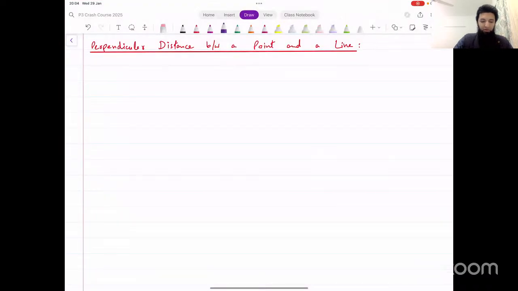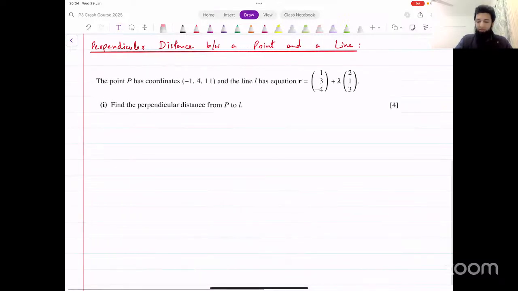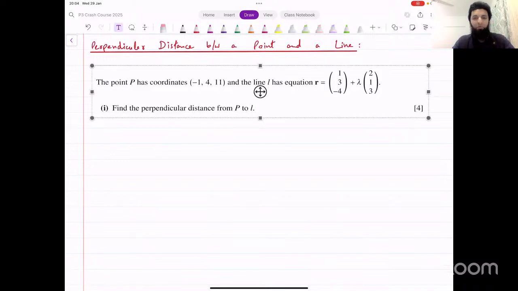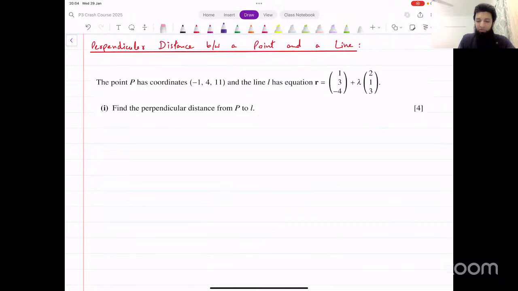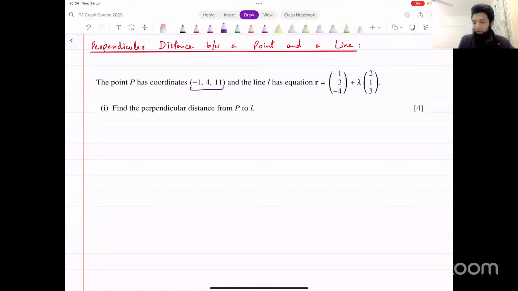Question number 22 from the worksheet, the first part. It says, find the perpendicular distance from the point P to the line L, such that we have the coordinates of the point P and the equation of the line L. So these are two things that we have.